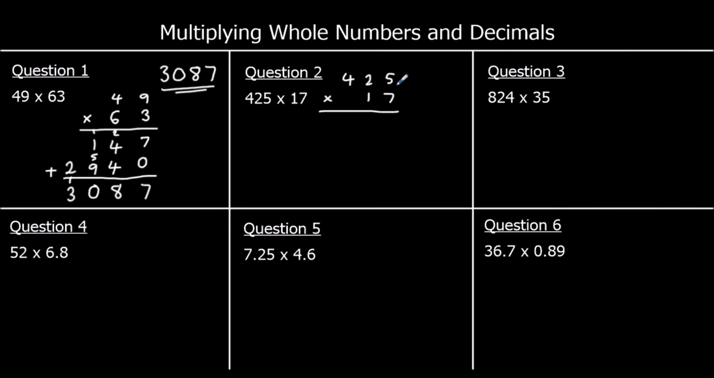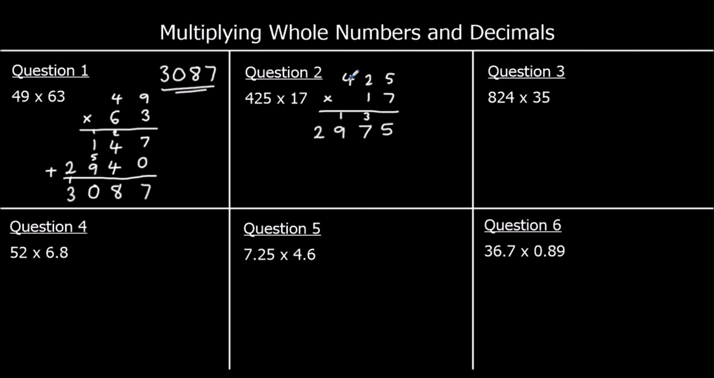And we're going to start with 7 times 425. So start with the smallest column. 7 5's are 35. So 5 in the 1's, carry over the 3. 7 times 2 is 14, plus the 3, so 17. And 7 and carry over the 1 again. 7 times 4 is 28, plus the 1 is 29.